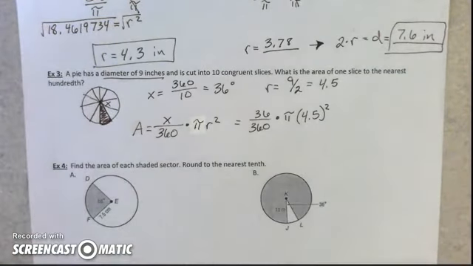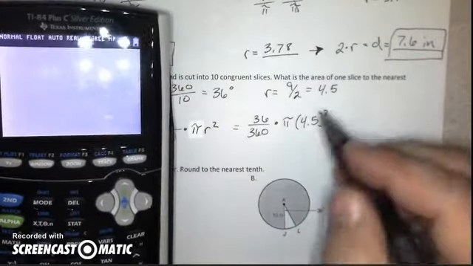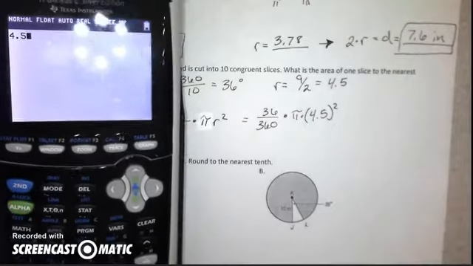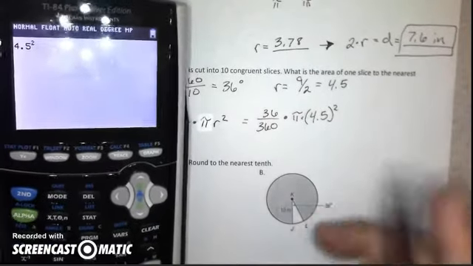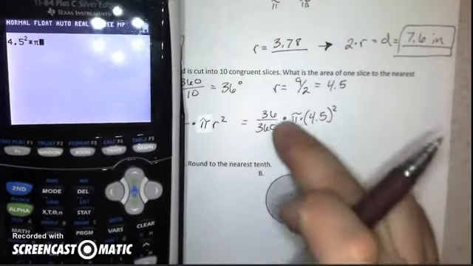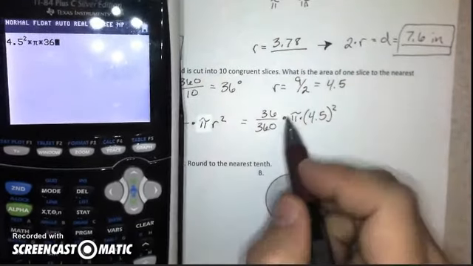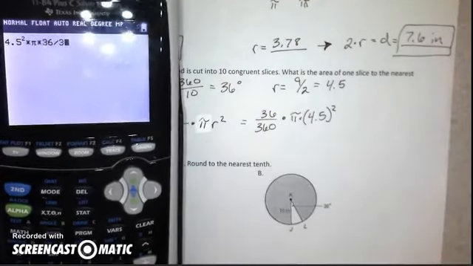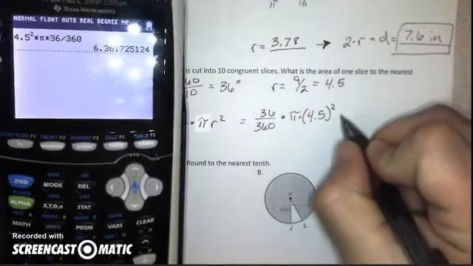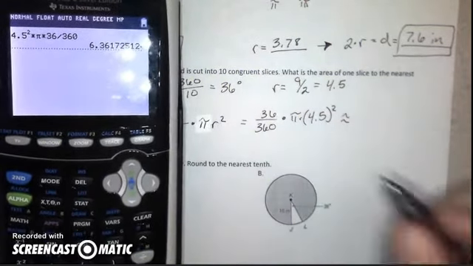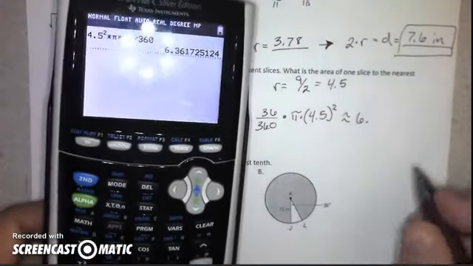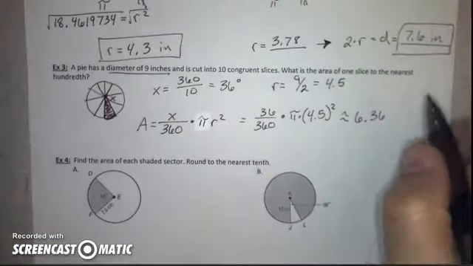Now, we can go through standard order of operations to put this in the calculator in the right way. Okay, remember, according to PEMDAS, we do exponents before we do any multiplying. So I'm going to do 4.5 squared first. Okay, then I'm really just going to work backwards. I'm going to hit times pi, then times 36, then divided by 360. Okay, and if I hit enter, the calculator will do the work, and I get an area of that sector, that piece of pie, of approximately 6.36 square inches.